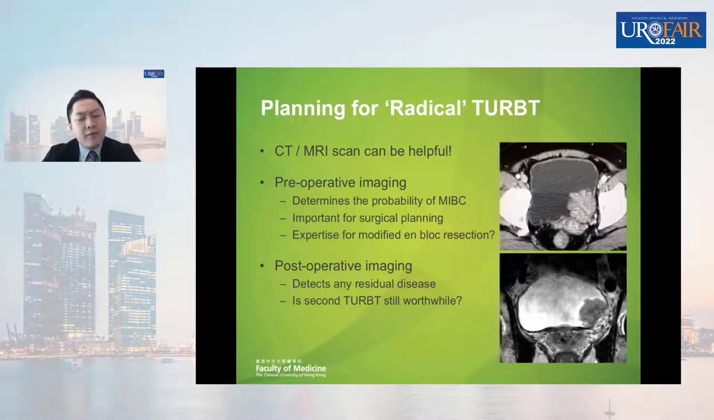And in my center, even for big tumors, if we do TURBT, we tend to have a maximal resection. We tend to take reference from the normal detrusor muscle layer around the tumor and have a maximal resection of the tumor. But sometimes your patients might have TURBT done elsewhere and then referred to you for muscle invasive disease. And you are uncertain how much tumor has been resected in the first TURBT. In those situations, of course, postoperative imaging is also important because you would know whether there's any significant amount of residual disease and whether a second TURBT is still worthwhile to perform.